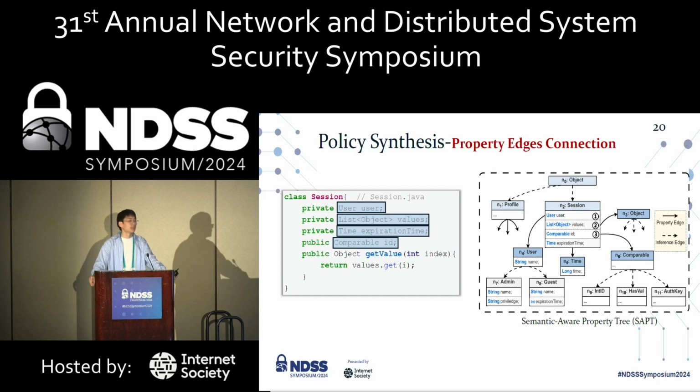Once a class is added to SEPT, DeseriGuard first analyzes its properties to construct property edges. A property edge connects a node to the classes of its properties. In detail, the session class has 4 properties of different classes, and thus 4 nodes, labeled from N3 to N6, are connected to the node of session.